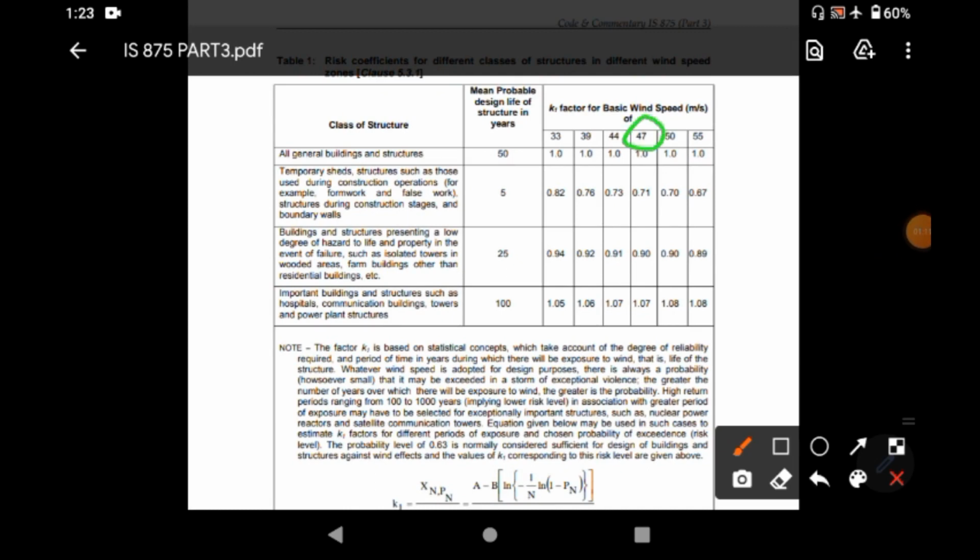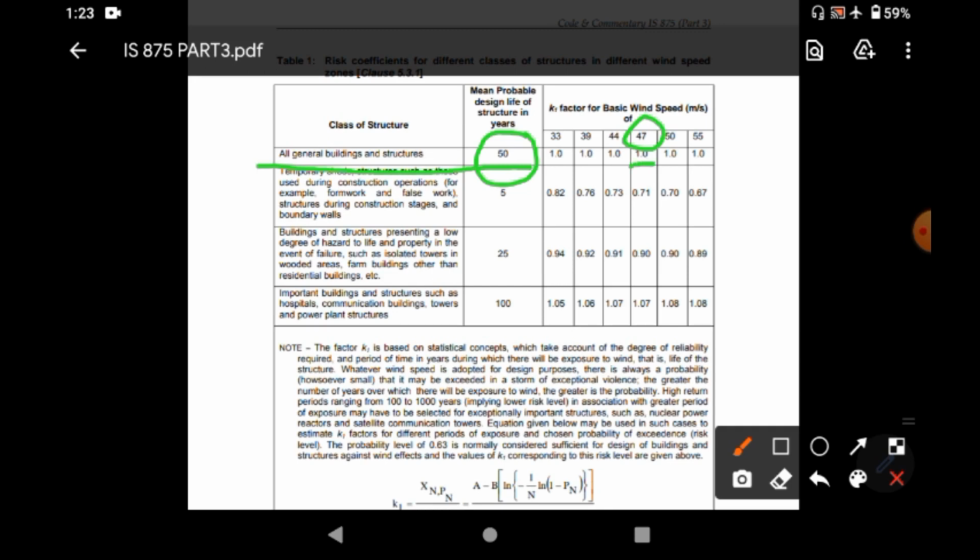That is the basic wind speed in Dehradun. And as we know that in this question, according to the data given here, the building structure design life is 50 years. So here you can see that for 50 years we would find the value of k1, that is 1. Okay, so here you can find the value of k1.